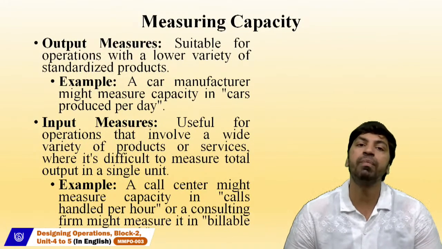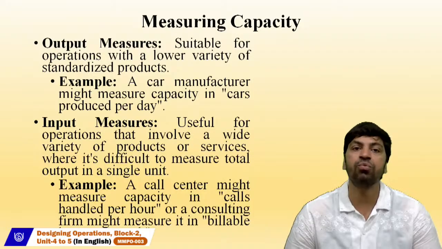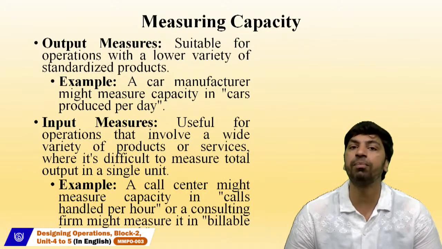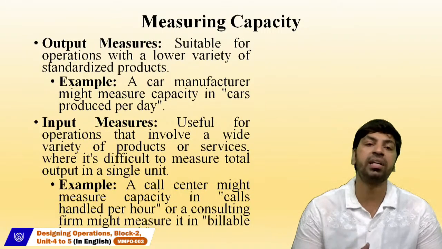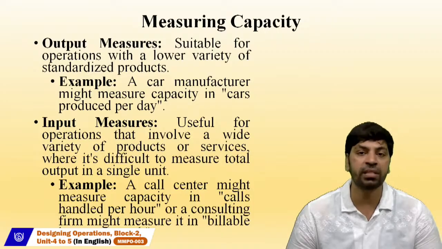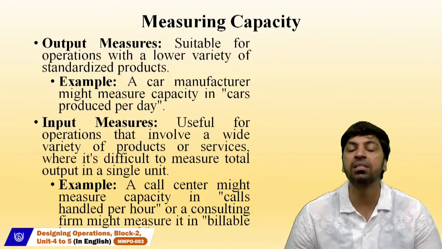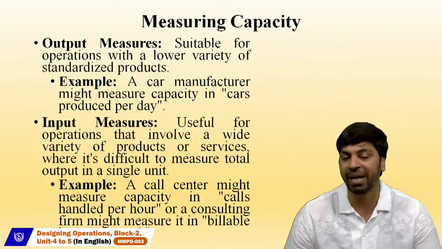Now, how to measure the capacity? There are various measures. The first one is the output measure. It is most suitable for operations having a lower variety of standardized products. For example, a car manufacturer might measure capacity in cars produced per day. That becomes an output measure.